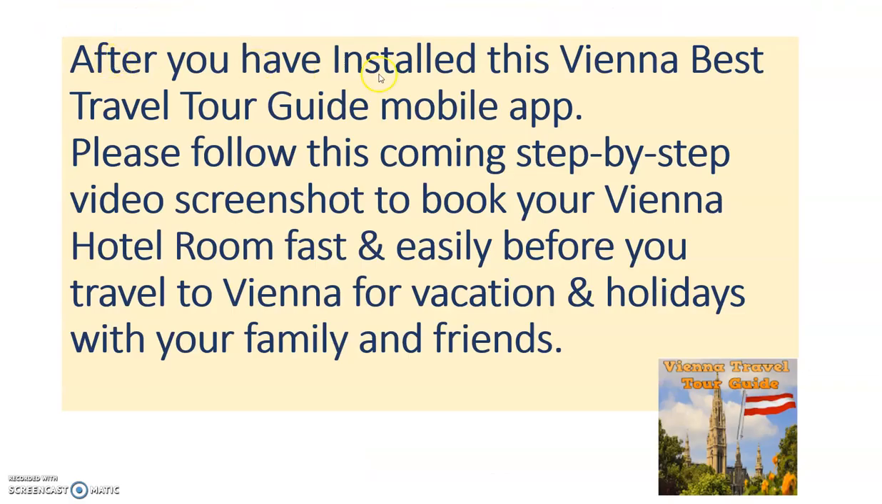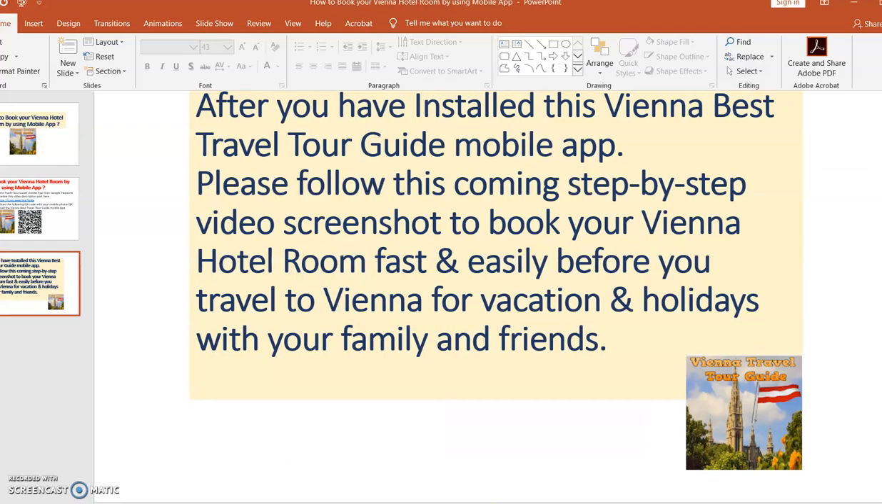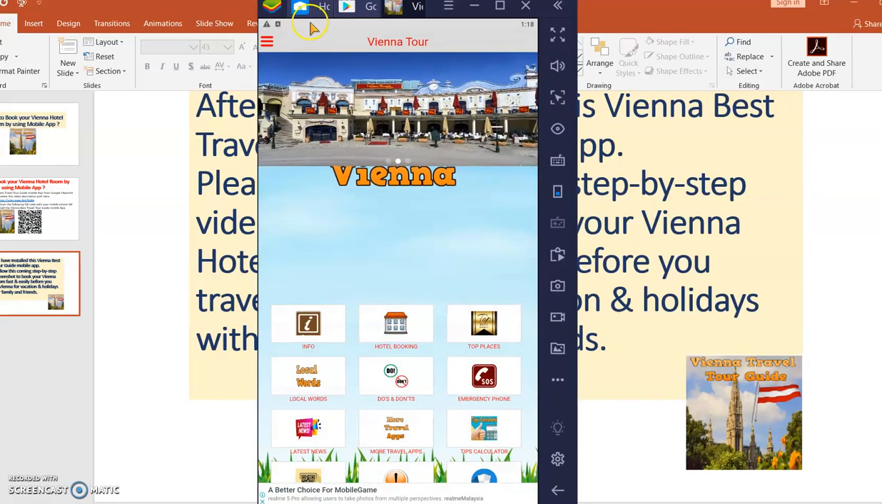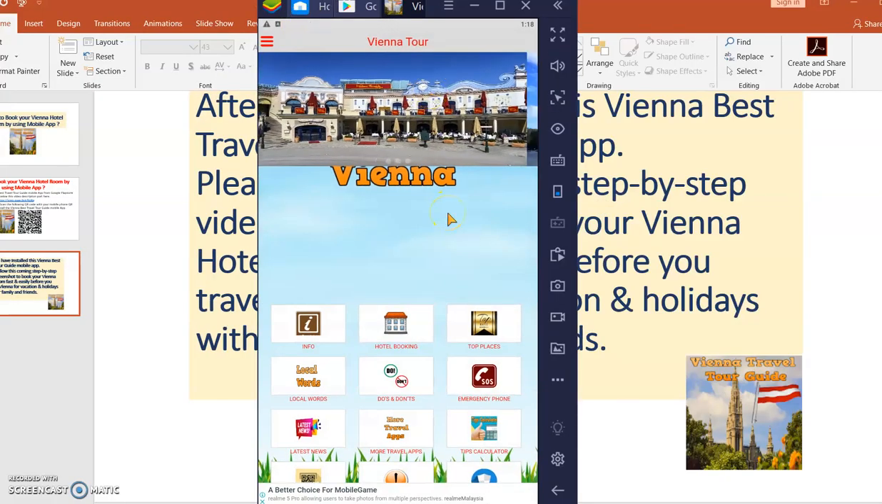Okay, after you have installed this Vienna Best Travel Tour Guide mobile app, please follow this coming step-by-step video screenshot to book your Vienna hotel room fast and easy before you travel to Vienna for vacation and holidays with your families and friends. Okay, now let's go to the Google Play Store to install this Vienna Best Travel Tour Guide mobile app. After you have installed this mobile app, tap on the open button here and it will open the Vienna Tour Guide mobile app.